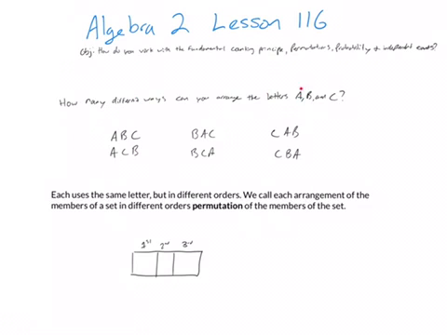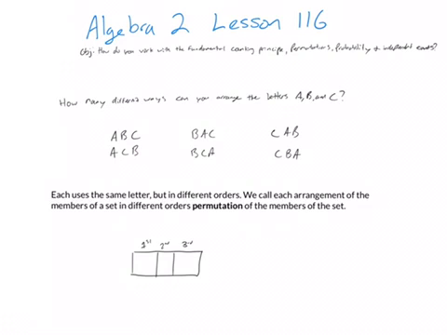Well, that's pretty easy to do when you just have 3 letters, but what if you had 4 letters, or 10 letters, or 15 letters? We're going to need some way of figuring that out without just listing out all of our different options. We call each of these a permutation. Each uses the same letters, but in a different order. We call each arrangement of the members of a set in different orders permutations of the members of the set. So each of these is what we call a permutation.